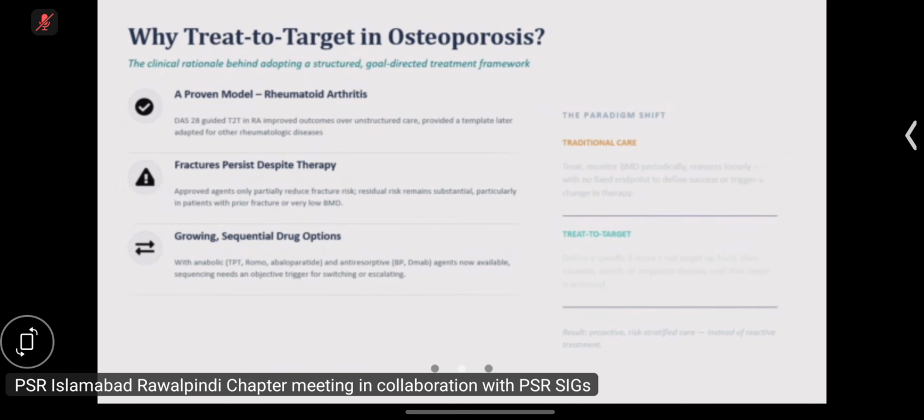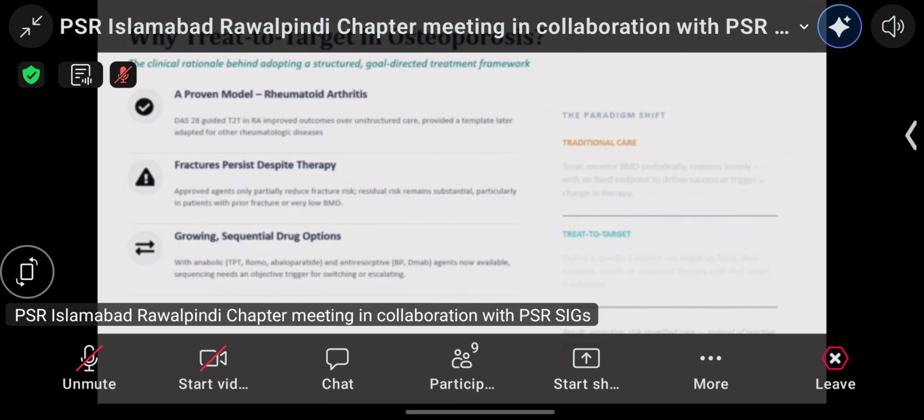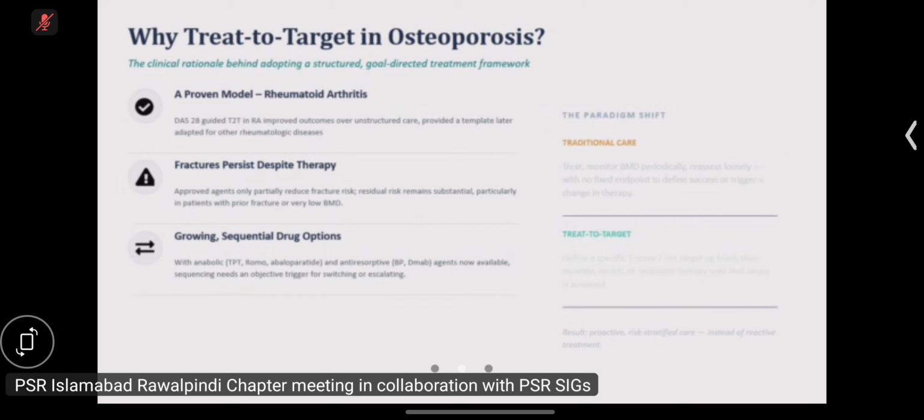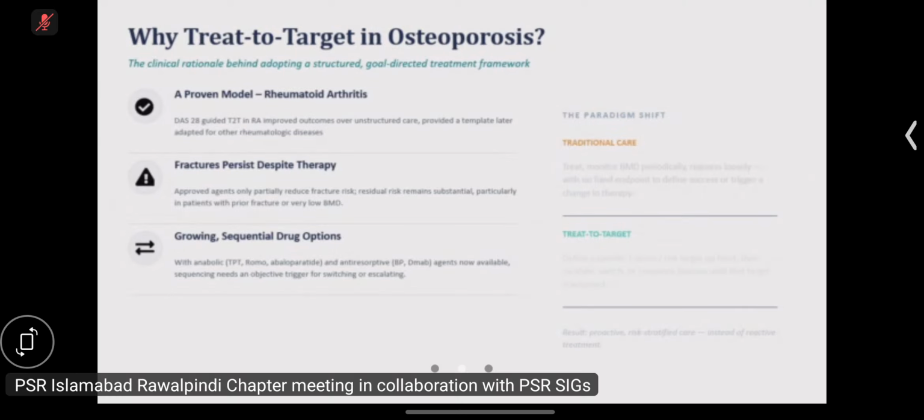Right, so first things first, let us answer this simple question. Why do we need a treat-to-target therapy in osteoporosis? And the answer is there are many reasons why. First and foremost, we know that it is a proven rule. We have seen it working for patients of rheumatoid arthritis. We have seen that patients who were treated to a target had better outcomes in rheumatoid arthritis. We then saw its introduction in the management of SLE patients and axial SpA. So why not try it in osteoporosis as well?